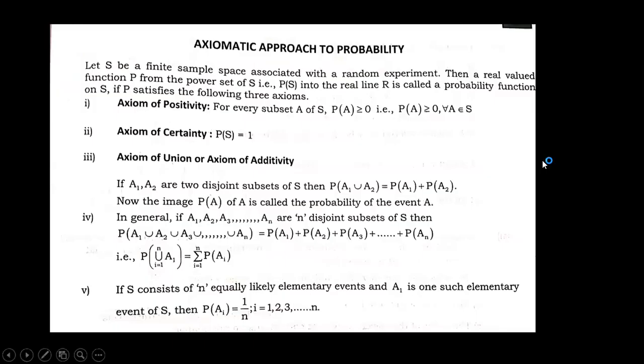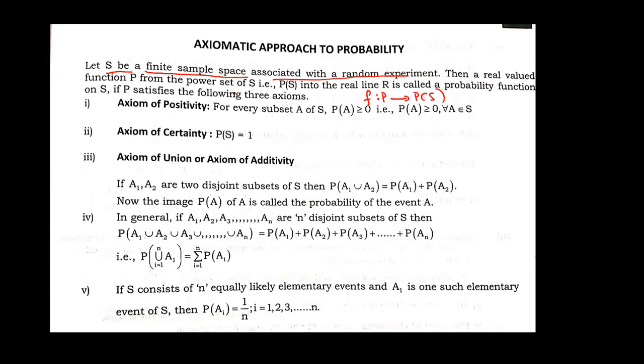Please write down. Dear students, let S be a finite sample space associated with a random experiment. Then we are defining one function. What is the function? P maps P of S.